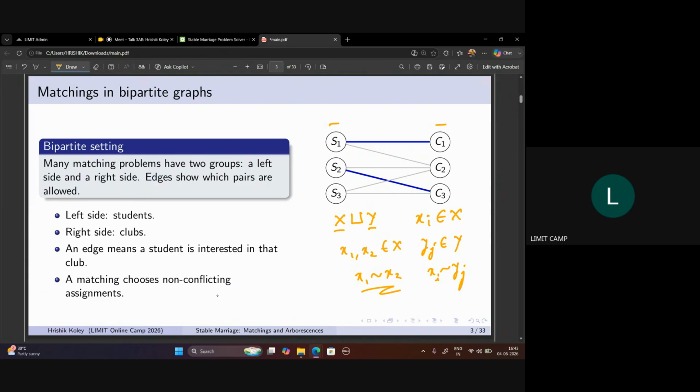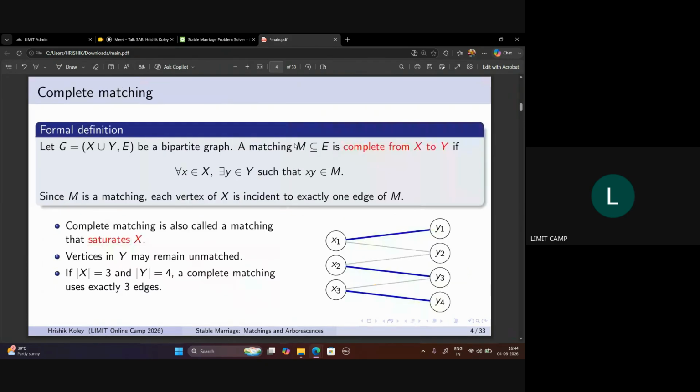Or maybe if the condition is each student joins at most one club, this is a proper matching: student S1 joins club C1, student S2 joins club C3, student S3 chooses not to join any club. But let's say there's a mandate that you must join a club and you can join exactly one club. In that case, what you need is called a perfect matching. Well, maybe before coming to perfect matching, I'll just define what a complete matching is. That would be easier for you to understand.